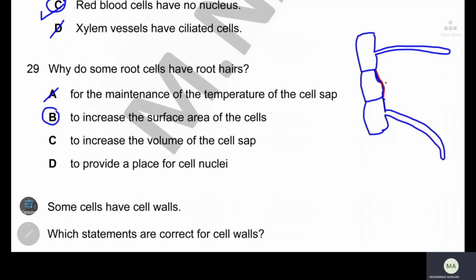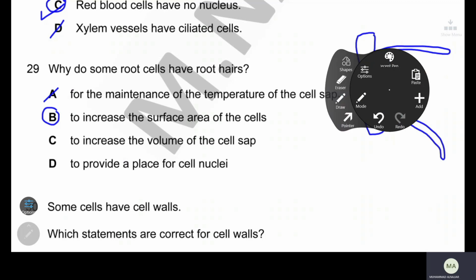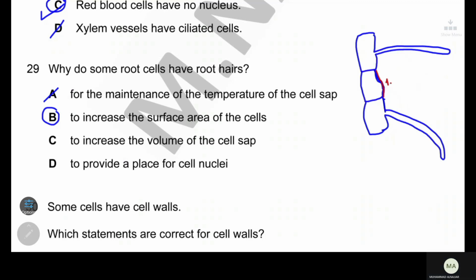What is the length of the surface? Let's say it is about 1 millimeter, just an assumption. This is not real. So here, the root hair cell that has a root hair, how long is the surface? It's not less than, I can say, 15 millimeters. So the root hair cells increase the surface area of the cells. Why? This is a good point that will come later in the next chapter: for absorption.